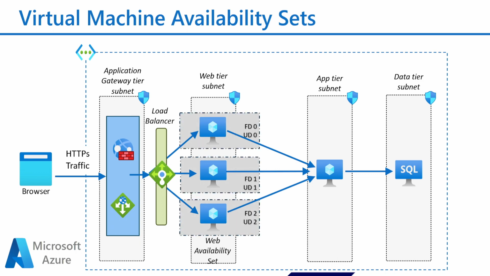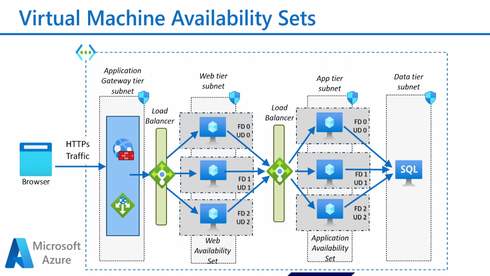And then Azure will spread the VMs across different fault domains and update domains, and then you will have your workloads with an SLA of 99.95%. The same thing we can have for the application layer as well. We can create a different application availability set with 2 or more VMs. So this will depend on our sizing, how many VMs we would like to have.